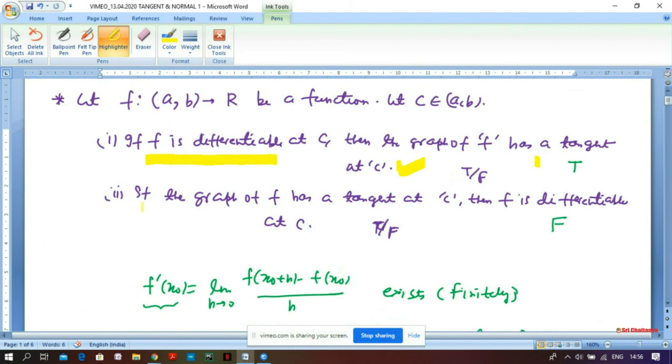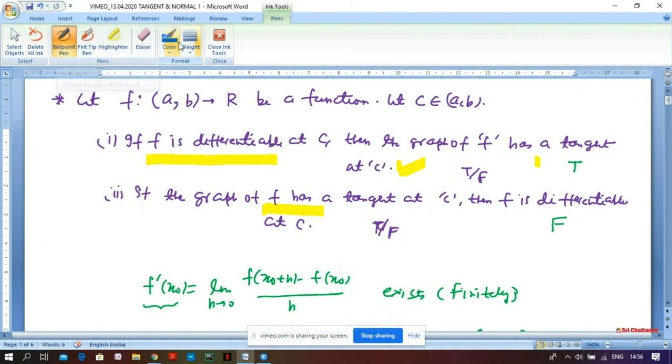But if the graph of f has a tangent at c, then f must be differentiable. That's too much to ask, because for a vertical tangent, by definition, you will find that the derivative is infinity, and of course, infinity does not exist. And so we have got this statement that's false. Hope that clears it. Let us move to the next one.